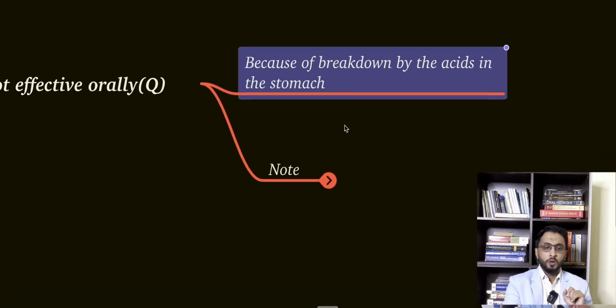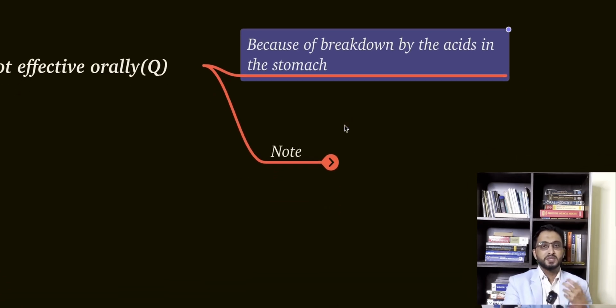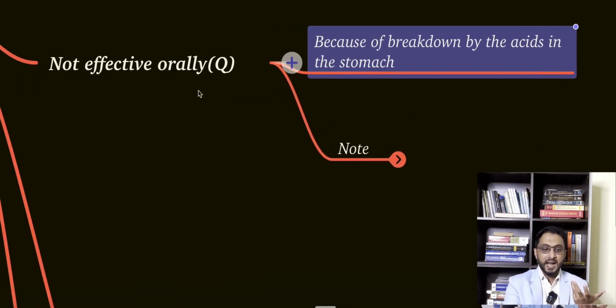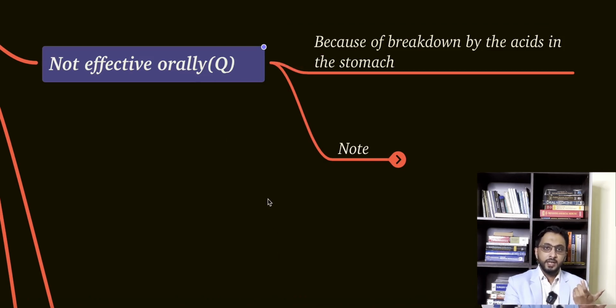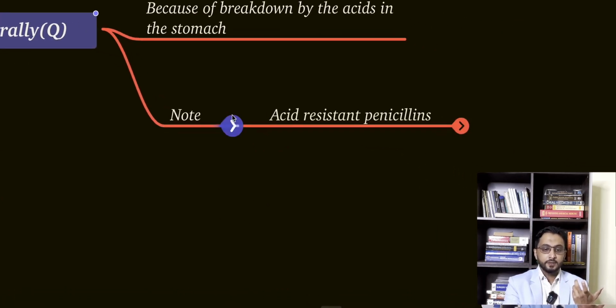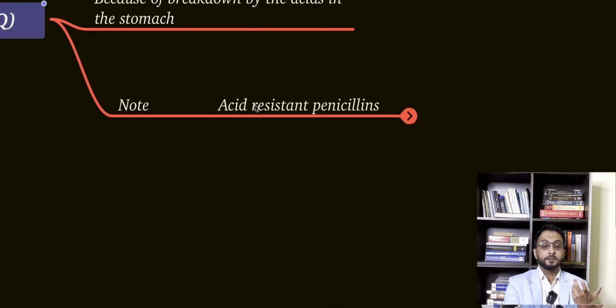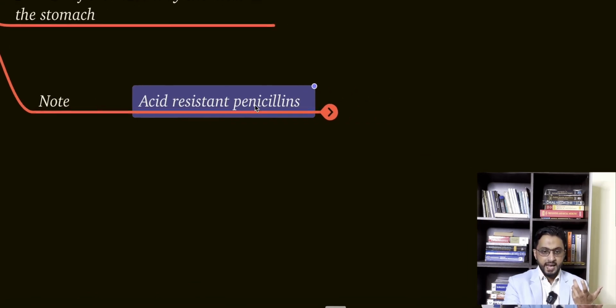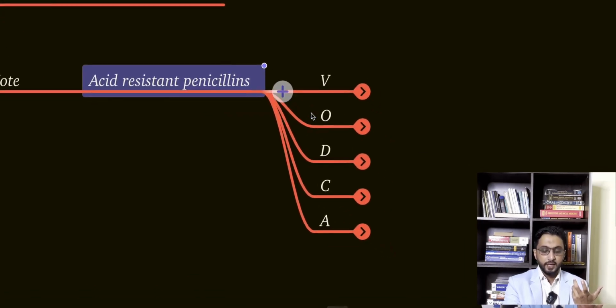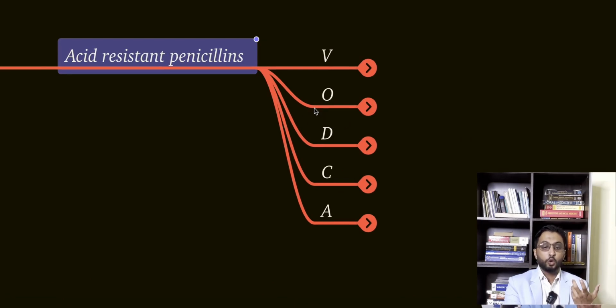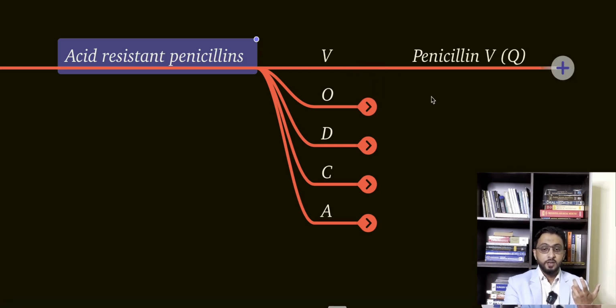So now you have to modify, you have to come up with some semi-synthetic agent which can be given orally, and we have been giving orally. That is the acid-resistant penicillins. So which are they? To remember that, there is a short form called vodka. Some very naughty short forms today. One is vodka. That is V, penicillin V.